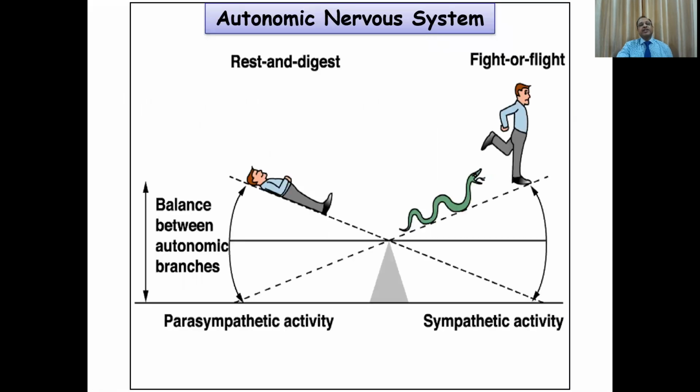Now here is a pictorial description how both the systems are balancing each other. The parasympathetic system prepares the body for rest and digest, rejuvenates the body, conserves energy, whereas the sympathetic system prepares the body for fight or flight response.